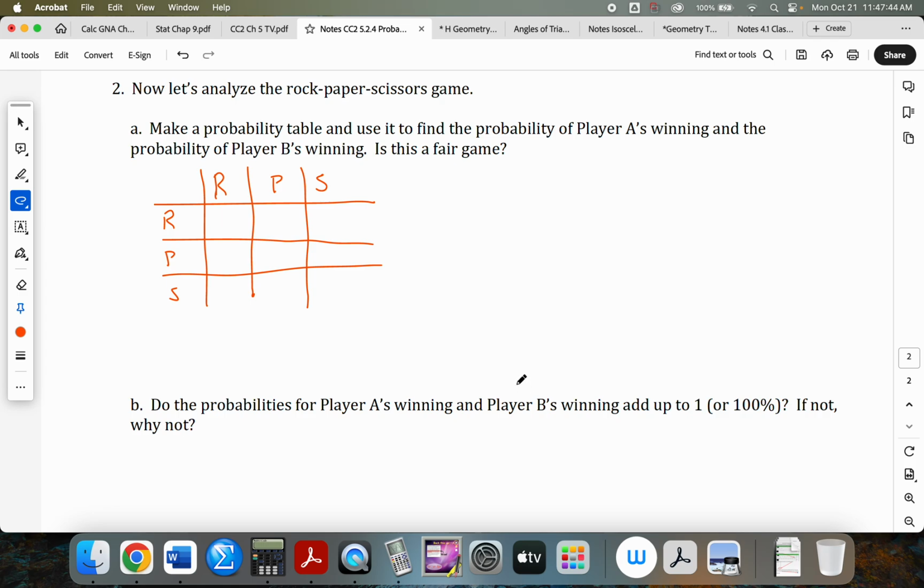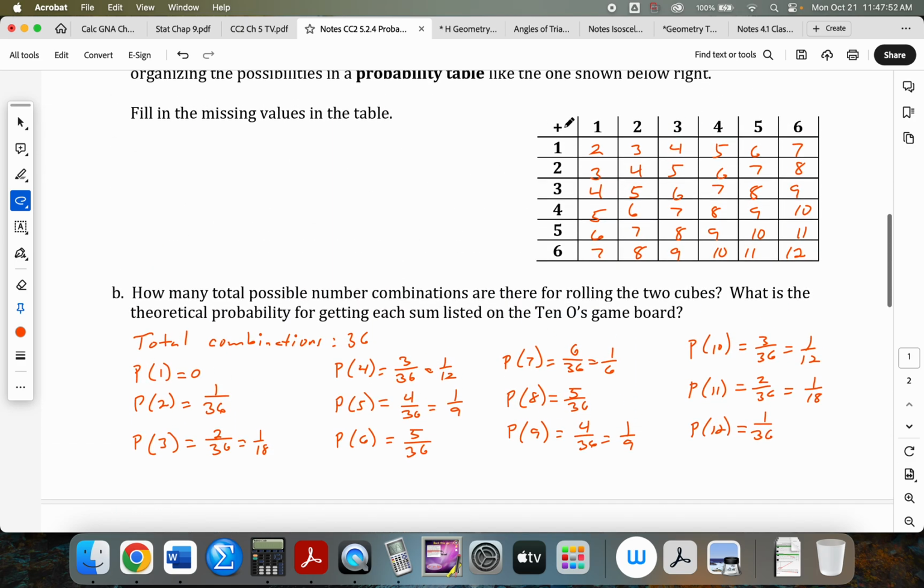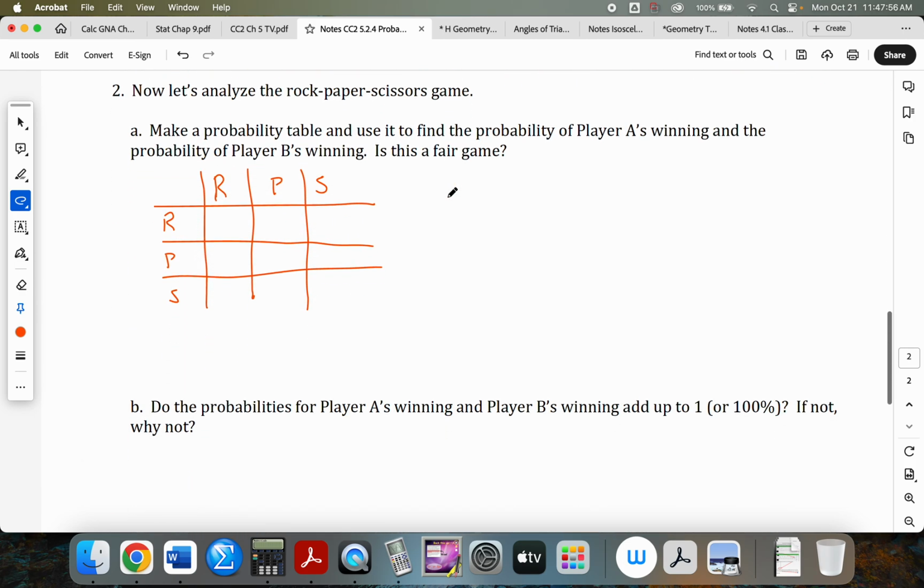And for this one, we're not adding these together like we were on the previous one. You may have noticed that on this one, they're telling you what we're doing. For this one, I'm going to call this one player A, and the one going down, player B.